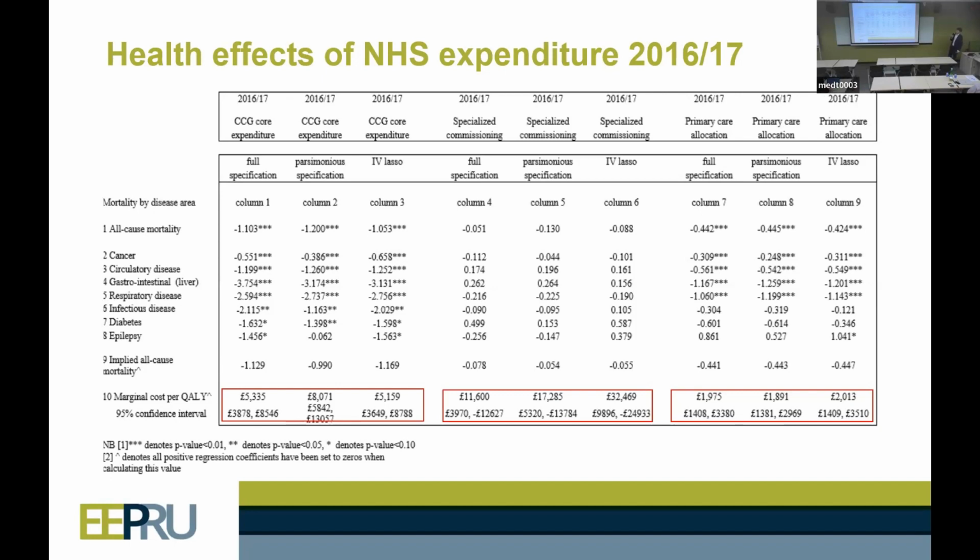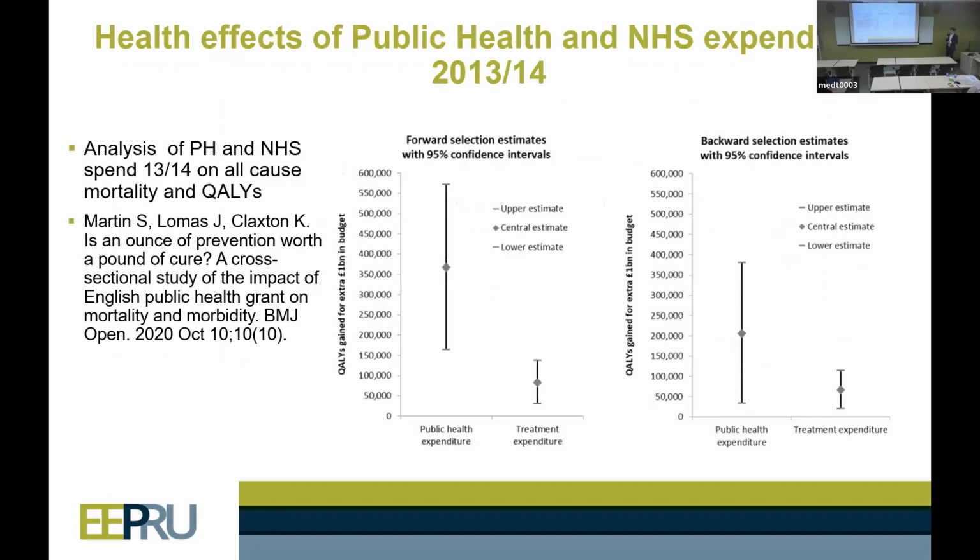These middle three columns on specialized commissioning are effectively showing that we don't find a significant effect of this type of expenditure on mortality. If you put it in terms of cost per QALY, it looks like it's quite expensive. It's kind of care. So I'm going to have to go really quickly now.